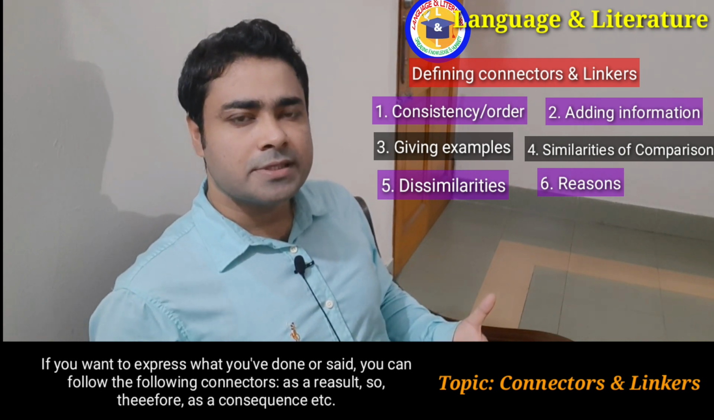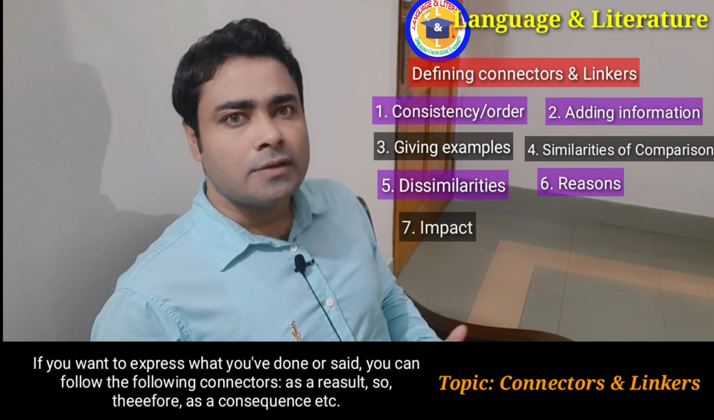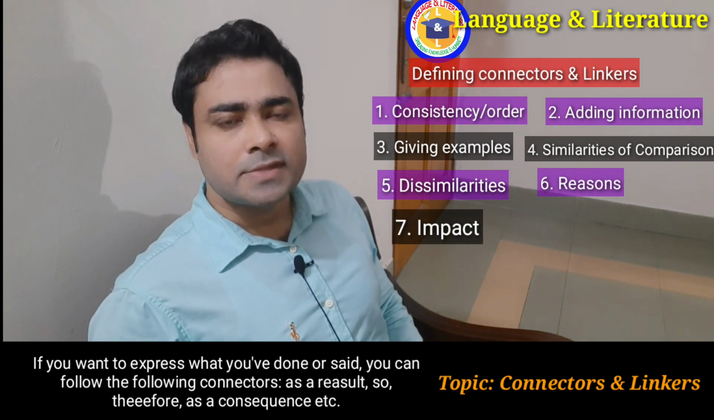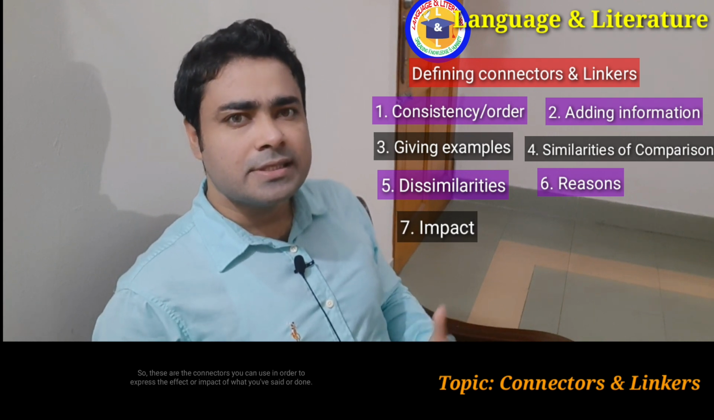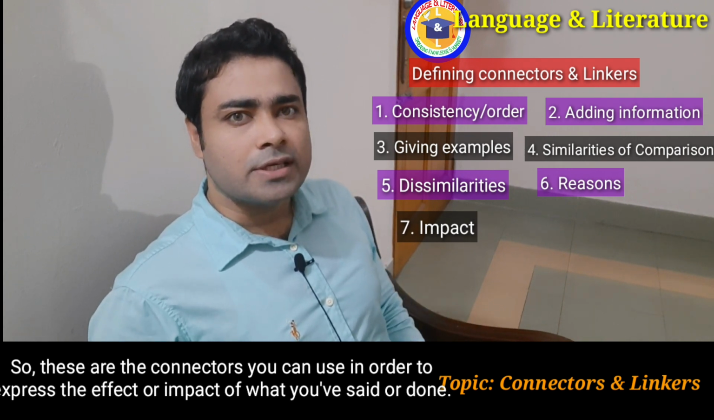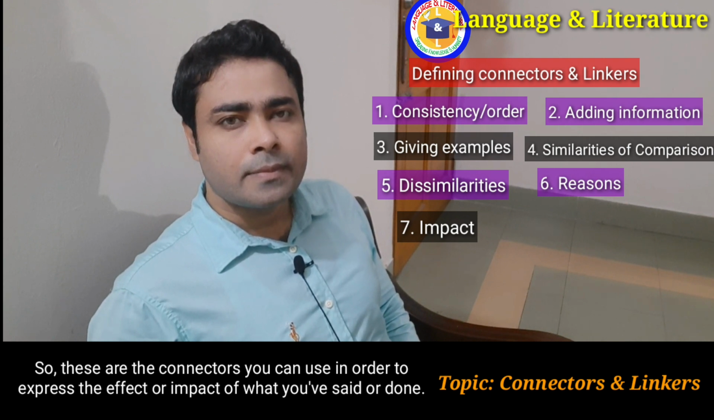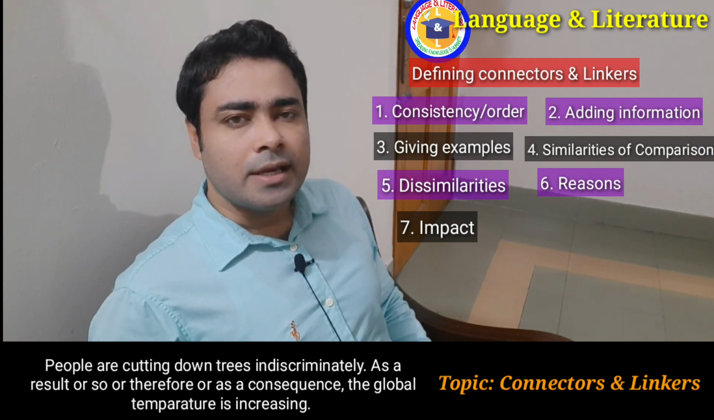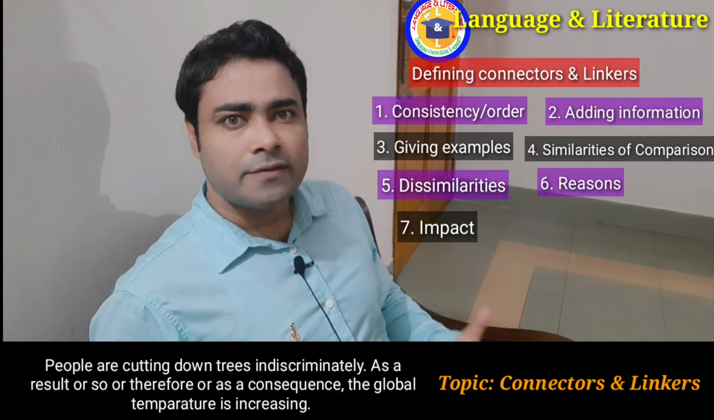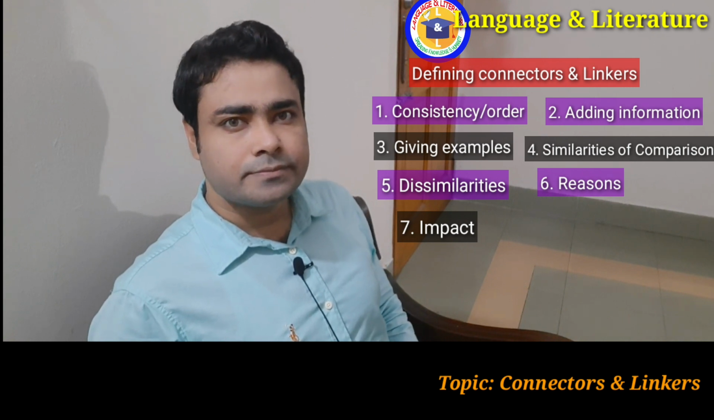If you want to express the effect of what you have done or said, you can follow the following connectors. As a result, so, therefore, as a consequence. So these are the connectors you can use in order to express the effect or impact of what you have said or done. People are cutting down trees indiscriminately. As a result, so, or therefore, or as a consequence, the global temperature is increasing.